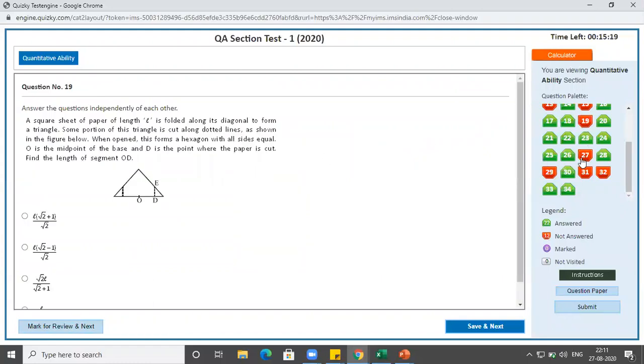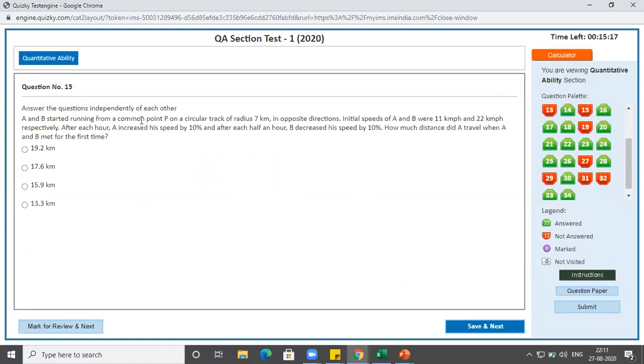Square sheet of paper, round 3. A and B started running from a common point in opposite directions. The initial speeds of A and B were given. After each hour, A increased his speed by 10%. After each half an hour, B decreased his speed by 10%.